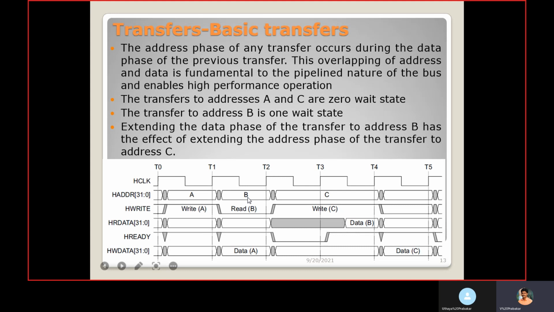So for B, it is the address phase. Here I am going to perform a read because HWRITE is 0. In the next cycle, HREADY is 0, so that means it gives a wait state. It will wait until HREADY becomes 1. So here it is generating the output data, HRDATA, for the corresponding B. So this is the data phase for B.